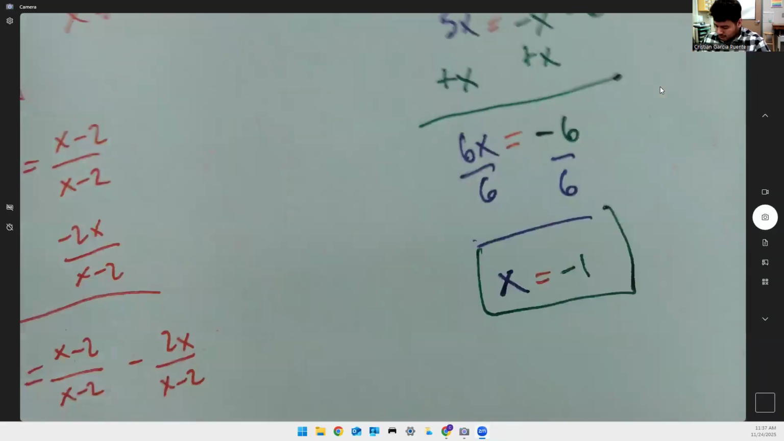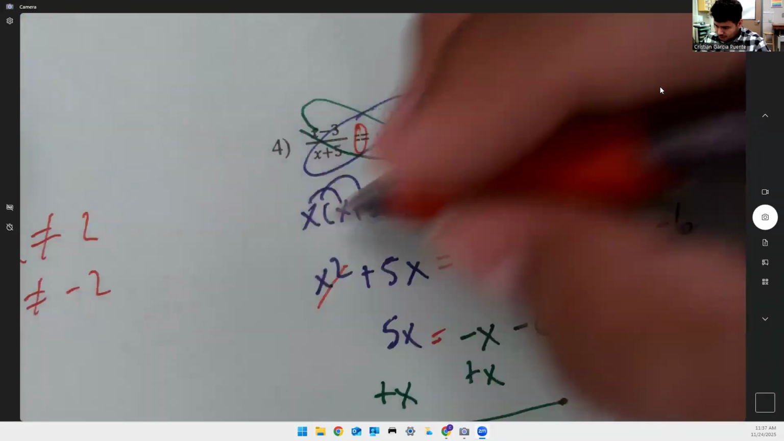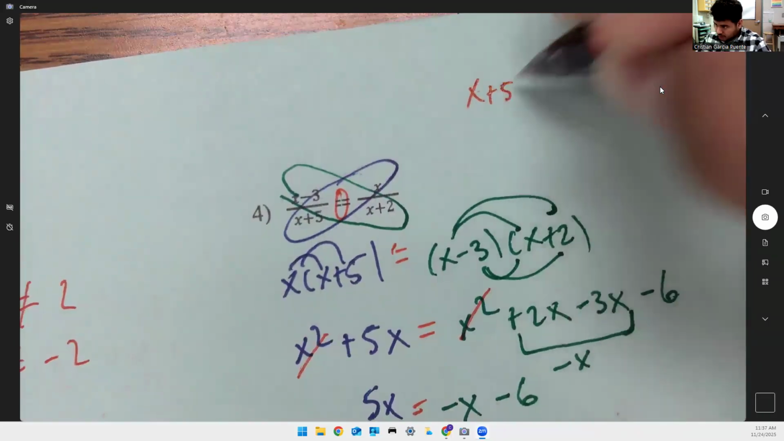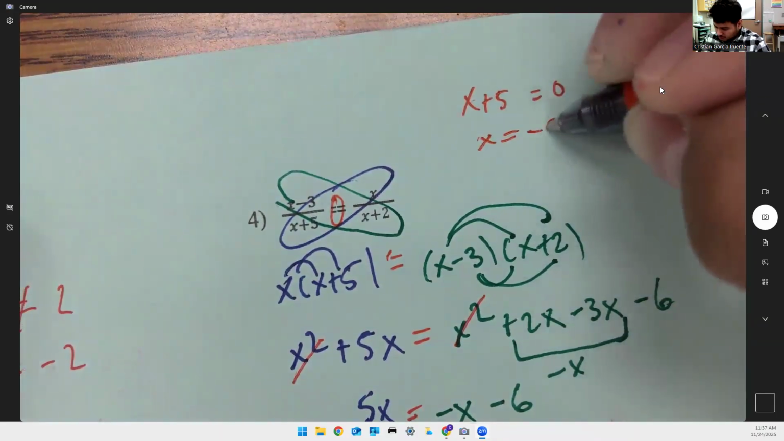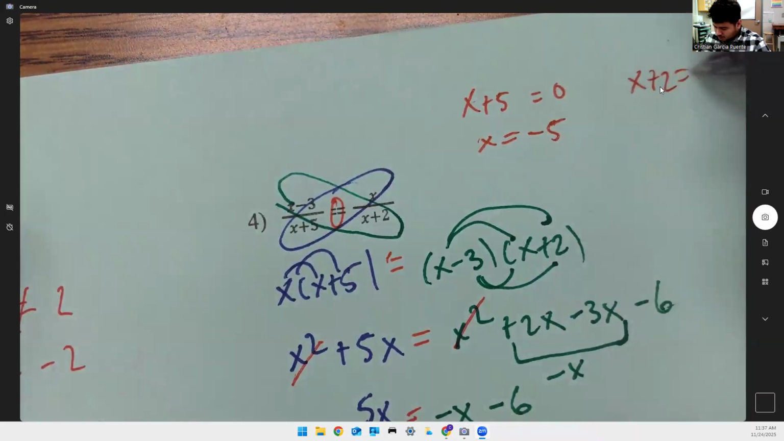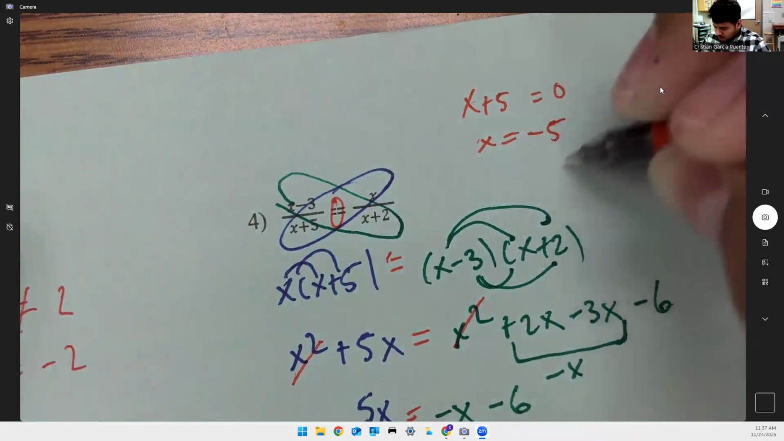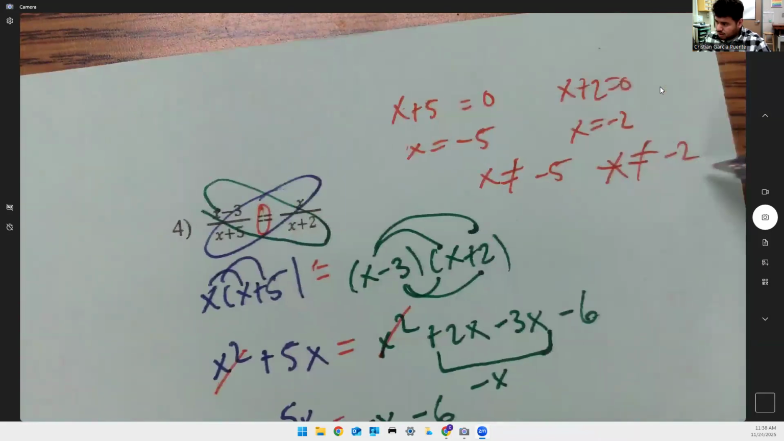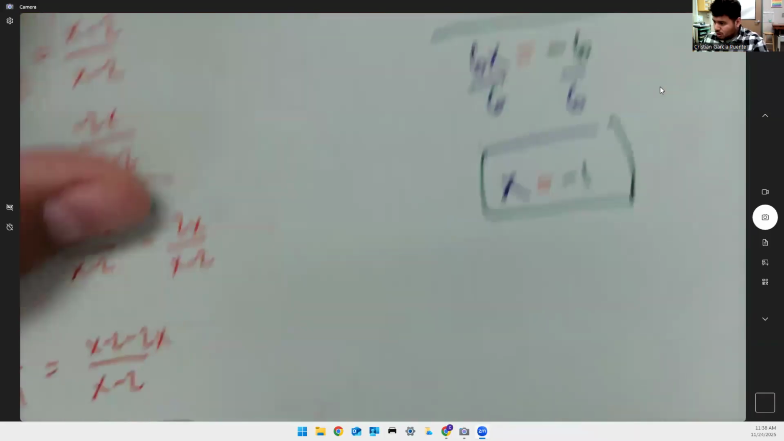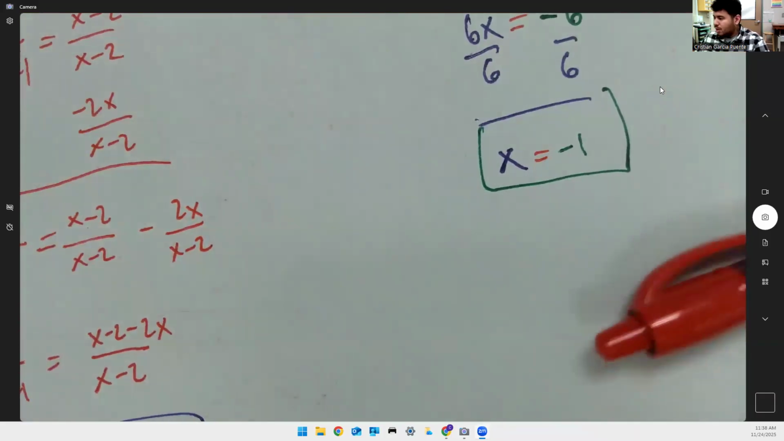Done. And we forgot to do this, but find your excluded values. So again, the first denominator is x plus 5 equals 0. That's going to give you x is equal to negative 5. And the next one is x plus 2 equals 0. So that's going to give you x is equal to negative 2. So x cannot be negative 5, and x cannot be negative 2. Is negative 1 one of these? No. So this is our answer, and we are done.